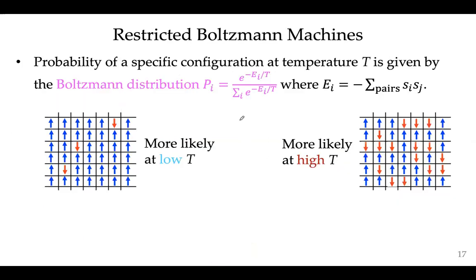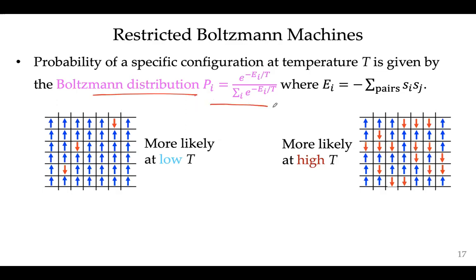Okay, so let's move to restricted Boltzmann machines. But before that, let me talk about the concept of probability in statistical mechanics. Let's say the question is, at a given temperature, how probable is this configuration? So how do you quantify this? Well, the probability of a specific configuration at temperature T is given by the Boltzmann distribution.